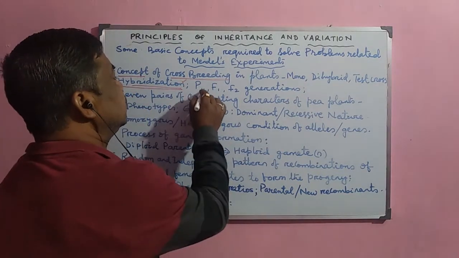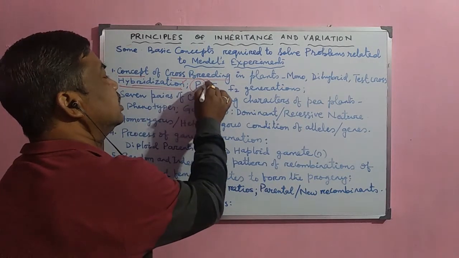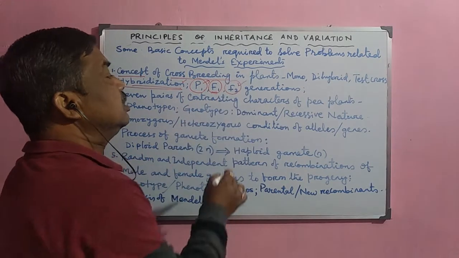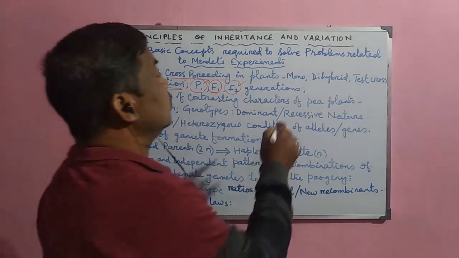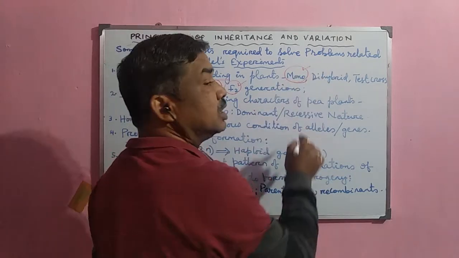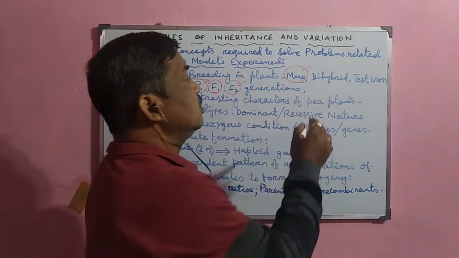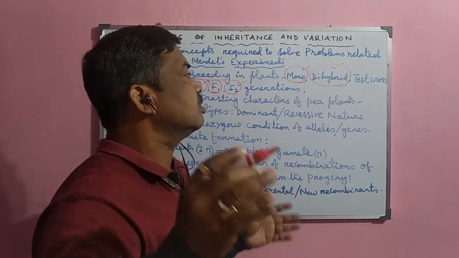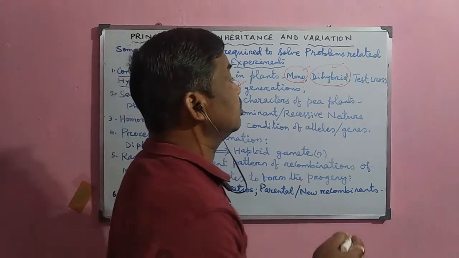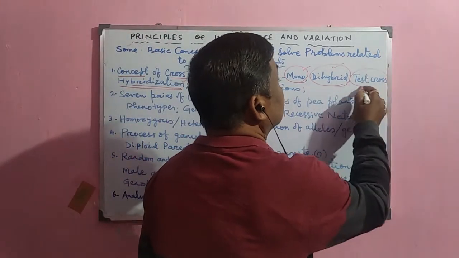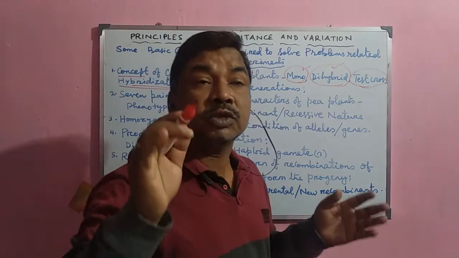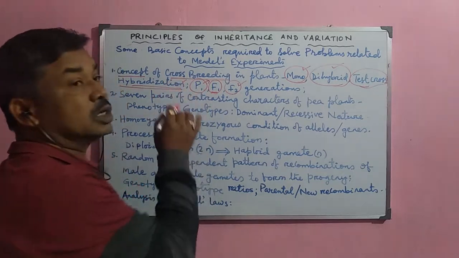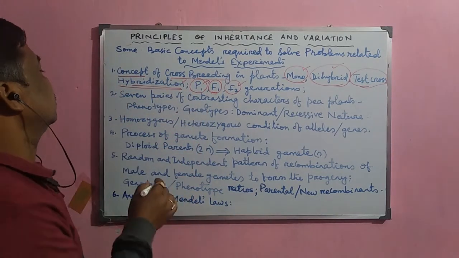Now, what is P1 generation, or that is called parental generation? What is filial generation? F1, F2, F3, etc. Then the monohybrid cross experiment, where only one character is considered at a time. What is a dihybrid cross experiment? Two pairs of contrasting characters are considered at a time. Then how the test cross is done to know the genotype of the dominant parent. So this concept must be clear so that they will not face problems in solving the problem.